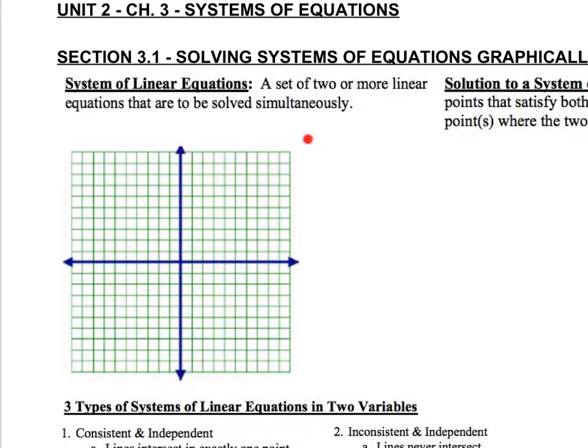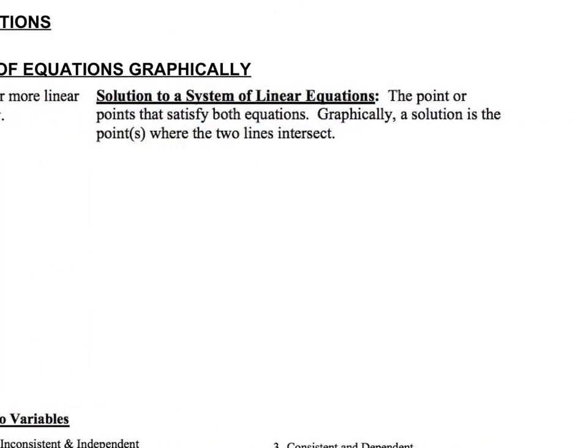a system of equations, we can go through this. It's a set of two or more linear equations that are solved simultaneously. A solution to a system of linear equations is the point or points that satisfy both equations. Graphically, this is where the two lines intersect, the point at which they intersect.